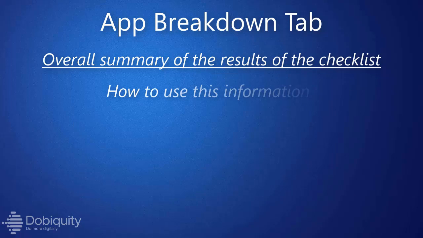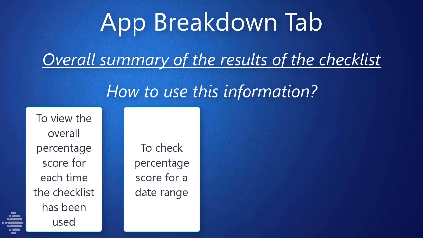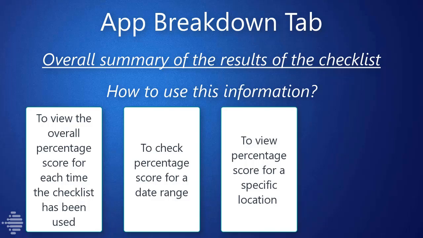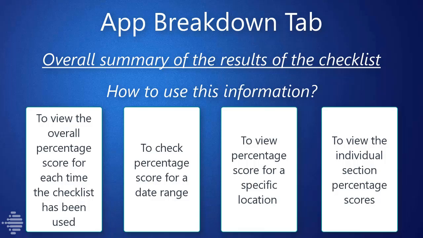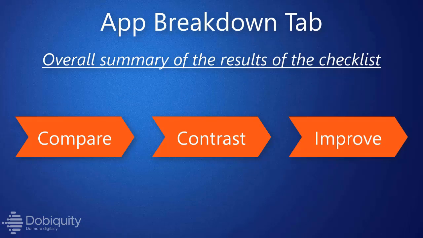This information will allow you to see the overall percentage conformance level for each time the checklist is used and for a specific date range and/or location. You can also see the individual percentage scores by section. This will enable you to see if corrective measures are effective in improving performance over time, allowing you to compare, contrast, and ultimately to improve.